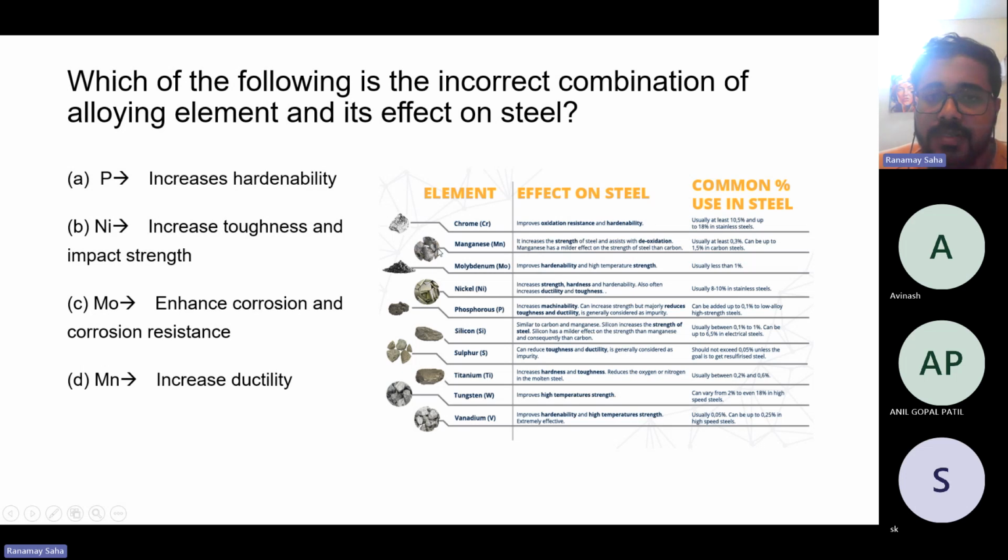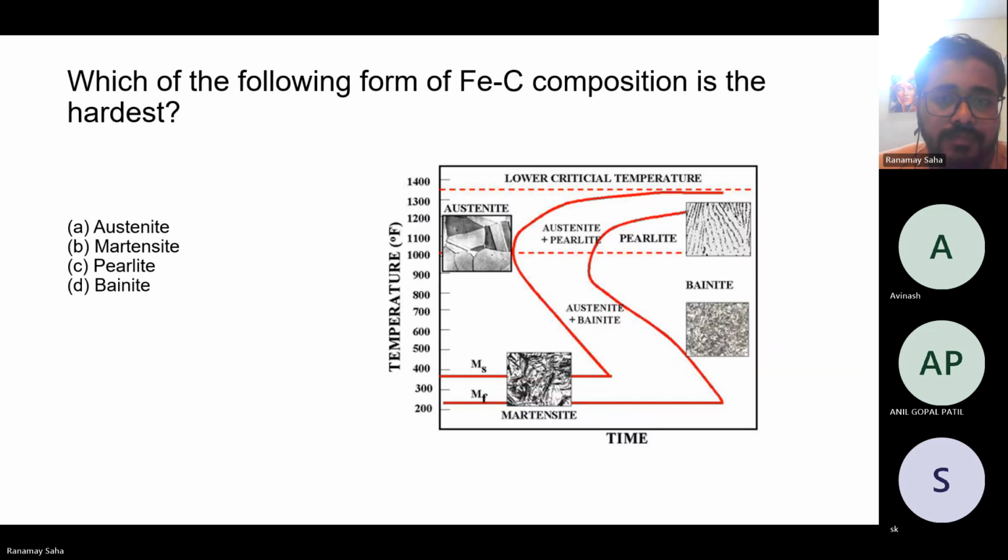I will share the slides with you just to go through all those dopants and the corresponding uses and applications of those dopants towards the manufacturability and machinability of steel. You might get one such question in your exam. Moving ahead, which of the following forms of iron carbon composition is hard? Some of you answer me.